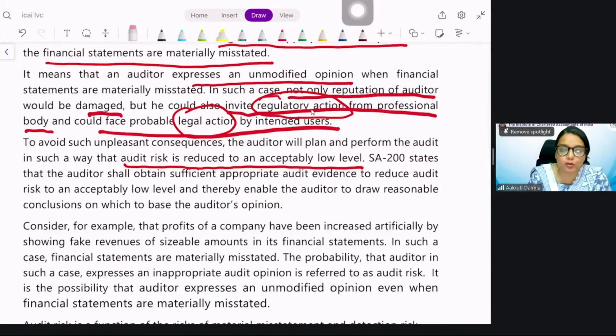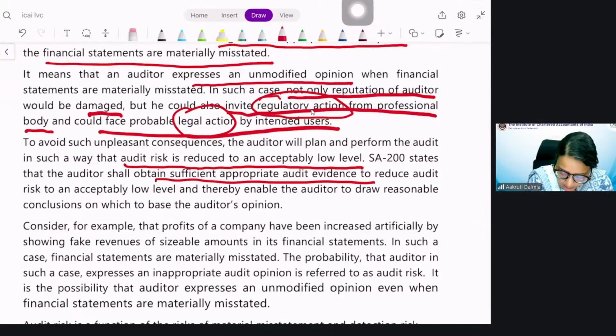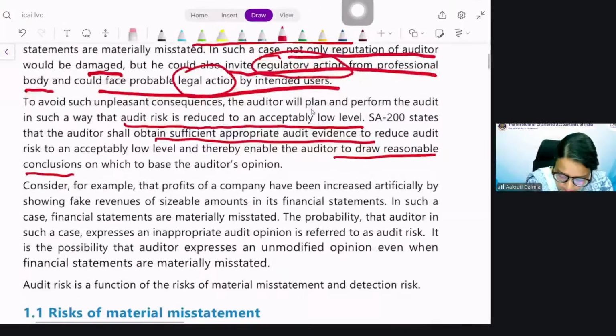Yeah. Audit risk should be reduced to an acceptably low level. An auditor should obtain sufficient appropriate audit evidence to reduce audit risk and thereby enable the auditor to draw reasonable conclusion. Consider, for example, that the profits of the company has been increased artificially by showing fake revenue of sizable amount. In such a case, financial statements are materially misstated. The probability that the auditor will express an inappropriate audit opinion is referred to as audit risk. It is the possibility that auditor expresses an unmodified opinion even when financial statements are materially misstated.